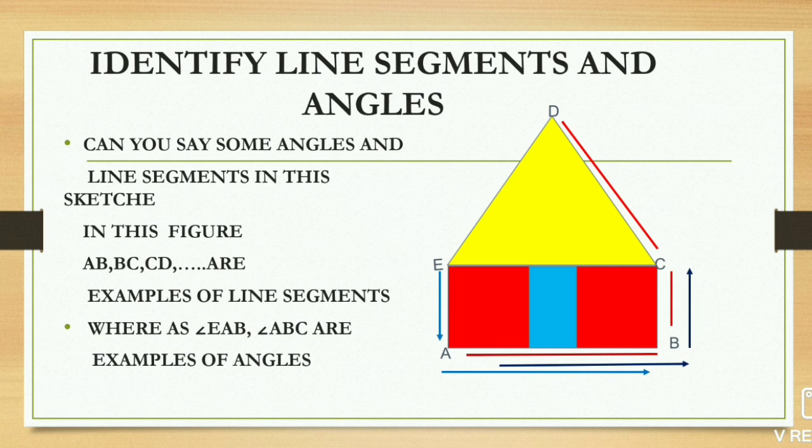And next, AEB and ABC are the examples of the angles. So you can write so many other angles by seeing this figure. So children, just note down this figure and practice to write all the remaining line segments and angles.